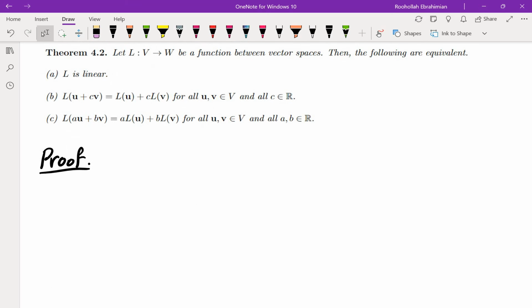Let L from V to W be a function between vector spaces. Then the following are equivalent. For those of you who may not be familiar with what equivalent means, it means if one of these three things happens, then the other two also happen. So if L is linear, then you have B and C. If B is valid, then C and A are true. And if for a function L, C is true, then A and B are also true. The way you want to prove equivalence of a bunch of statements is by doing a cyclic argument. So what does that mean?